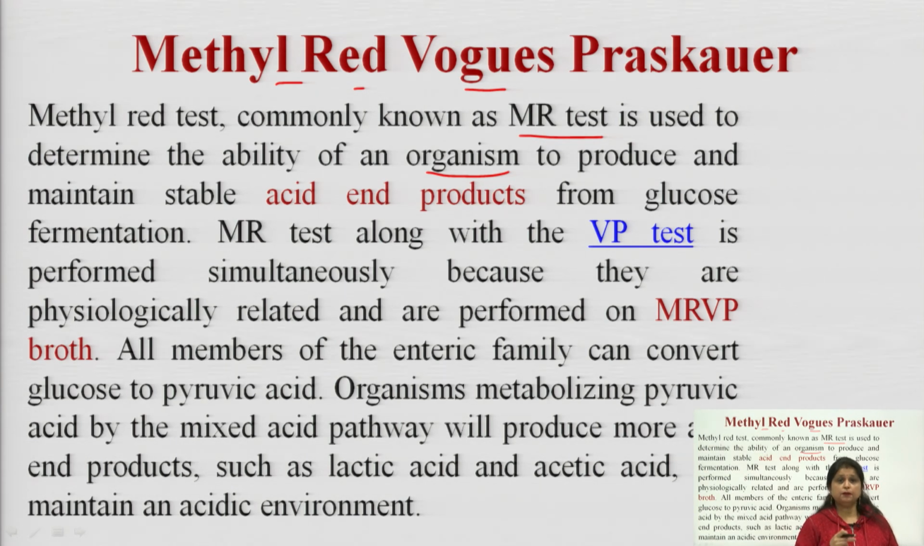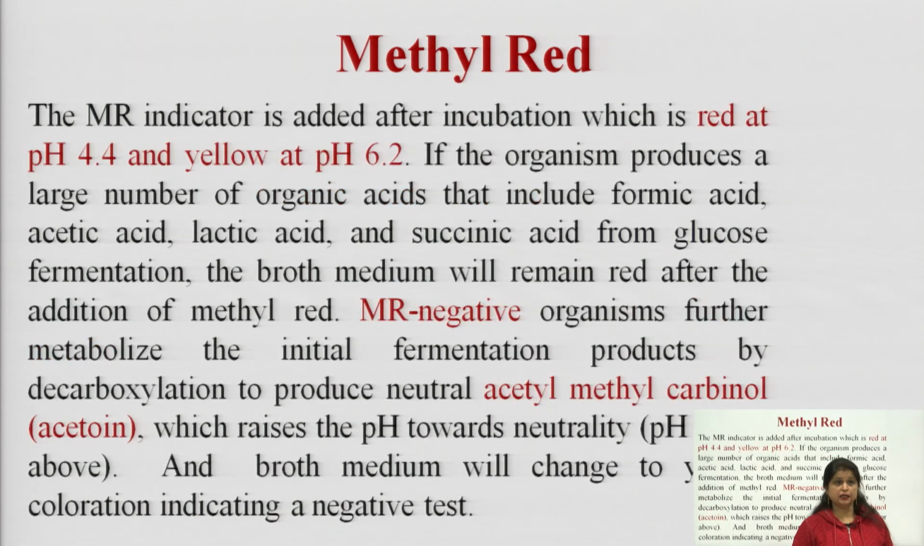What are the microorganisms going to do? They will ferment the glucose, and that fermented glucose will get converted into acid products. They will release lactic acid, acetic acid, or various kinds of acids, and create an environment which is acidic in nature. And when the environment is acidic, that acidic environment will be analyzed with the help of an indicator known as methyl red. Methyl red is an indicator which is red at pH 4.4 and yellow at pH 6.2.